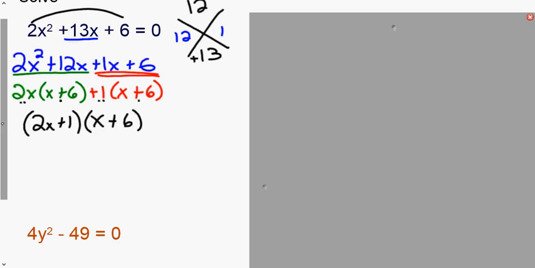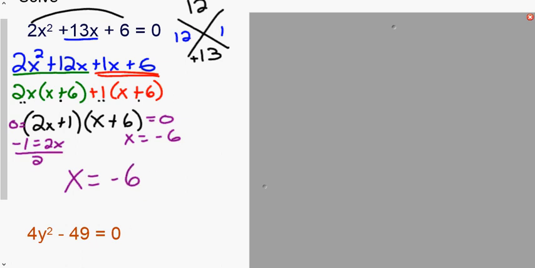And then the last thing, because it is a solving problem, we have to go equals 0 on both sides. So subtract 1, you get 2x. Divide by 2. Here you get x equals negative 6. So we get x equals negative 6 and negative 1/2.